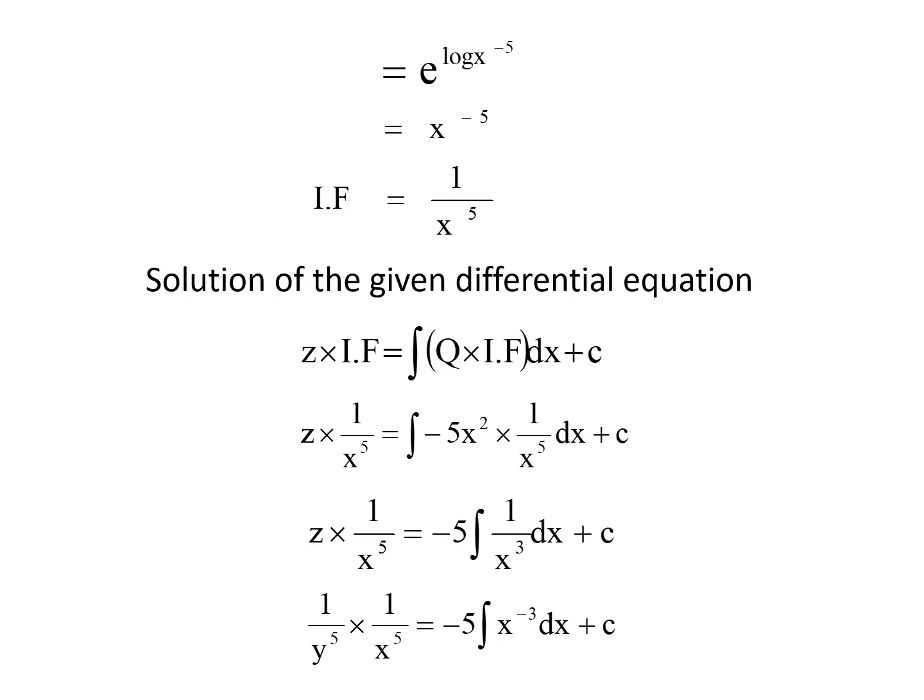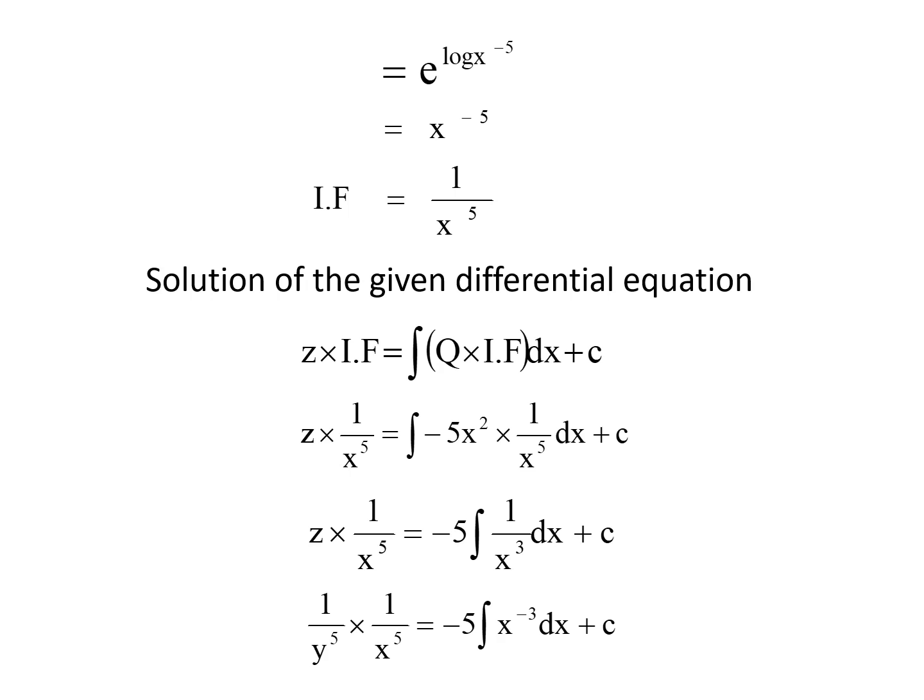Next, we need to find the solution for the differential equation. The solution formula is z into integrating factor is equal to integral q into integrating factor dx plus c. Write down z as it is. Just now we got the integrating factor value as 1 by x power 5, which is equal to integral. In the previous slide we got the values of p and q. In place of q write down the value, that is minus 5 into x square into integrating factor, that means 1 by x power 5, into dx plus c.